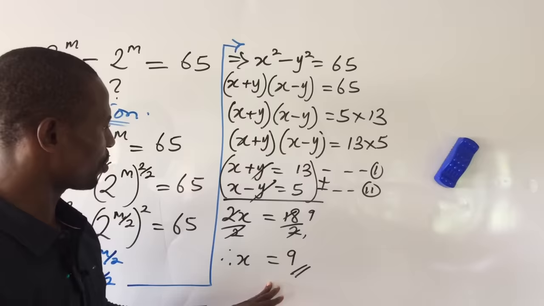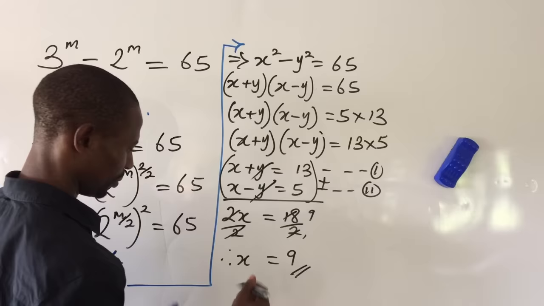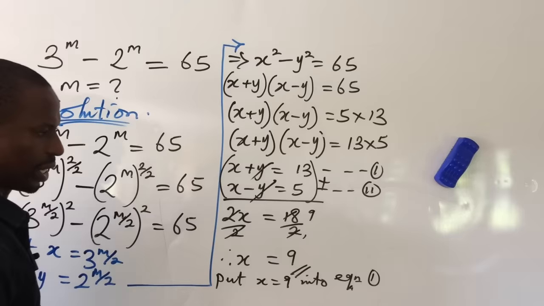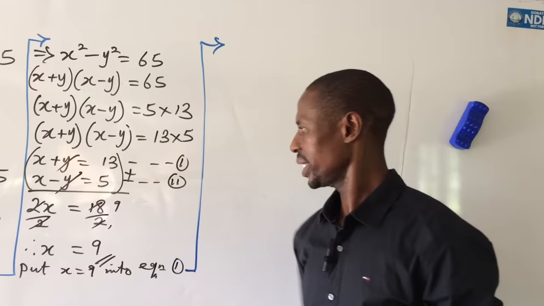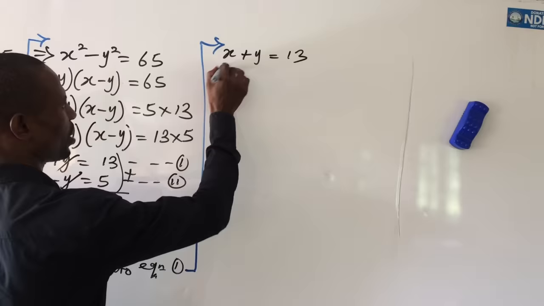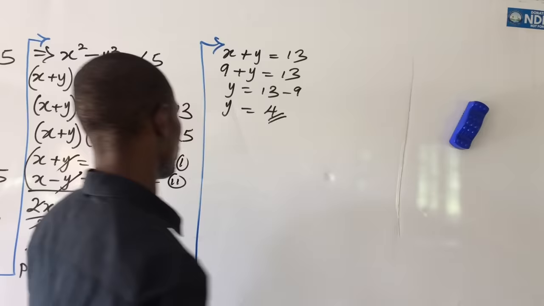We can put x into either of the equations, but let's take equation 1. So from here, we'll say put x equal to 9 into equation 1. Look at our equation 1. Wherever we see x, let's put in 9 there and just simplify. So our equation 1 is x plus y equal to 13. So here we have 9 plus y equal to 13, y equal to 13 minus 9, therefore y equal to 4. Simple as ABC.